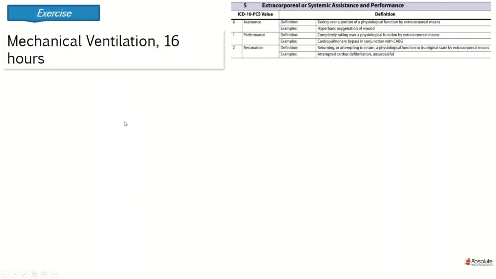All right, so here's our scenario. Mechanical ventilation, 16 hours. We've got 3 root operations. Is this assistance? Is this performance or restoration? What is the root operation? If you say performance, outstanding, the mechanical ventilation is completely breathing for that patient 16 hours.